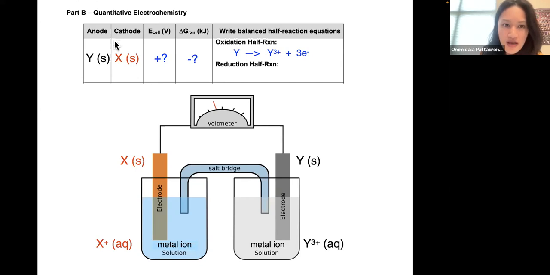Okay, so X is part of the cathode. Reduction happens at cathode. So therefore, in this case, X would be the one that is receiving electron. So remember, we have X plus. So in this case, it's going to be X plus receiving an electron to become X. Okay, so note that the number of electrons transferred needs to be equal for both oxidation and reduction, right? So in this case, you will need to multiply everything for the reduction half reaction by 3 in order to make the number of electron transfer equal. So that means for this electrochemical cell, the total number of electron transfer would be 3.